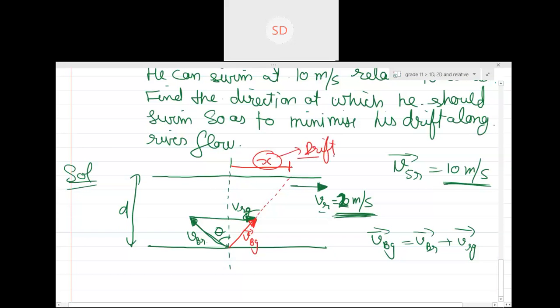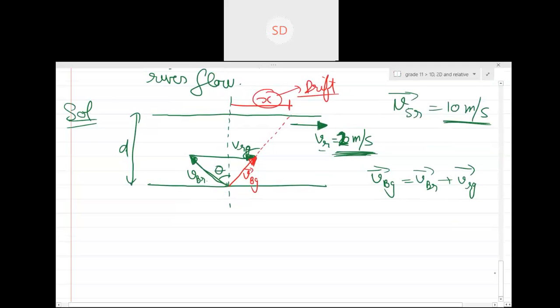And now there is one concept of maths which will be involved. That concept is... So VBG is basically VBR plus VRG. So this is your VBG. Is this clear, guys? So basically, what is the question to minimize this particular drift?